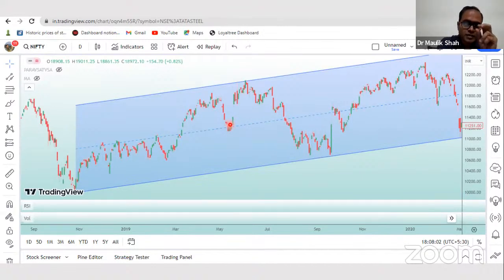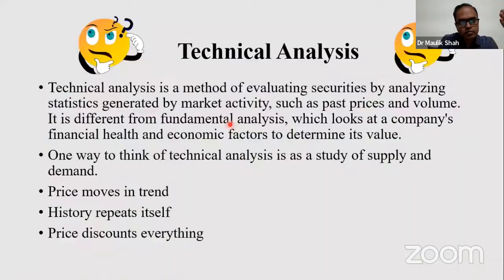Showing these two charts, we consider the assumptions we were talking about here: the price moves in a particular trend, history repeats itself, and it's a way of analyzing supply and demand, and we get aligned to that. This assumption holds true, and that is why we feel technical analysis should be known to most people. In fact, I would suggest that for investors also, technical analysis is the easiest one.